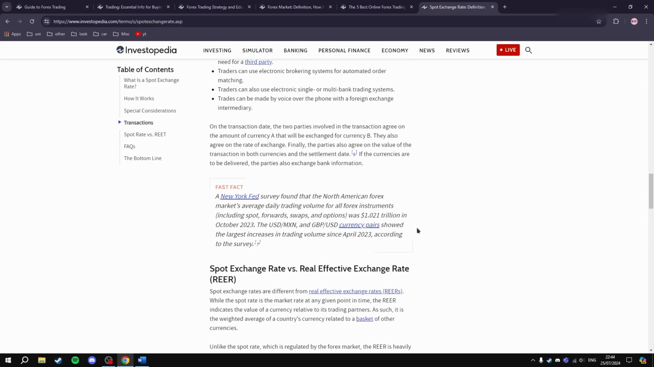Fast facts. A New York Fed survey found that the North American Forex market's average daily trading volume for all Forex instruments, including spot, forwards, swaps, and options, was 1.021 trillion in October 2023. The USD/MXN and GBP/USD currency pairs show the largest increase in trading volume since April 2023, according to the survey.